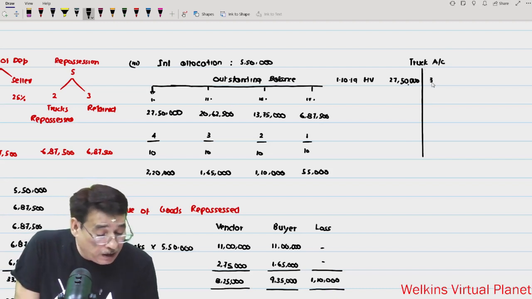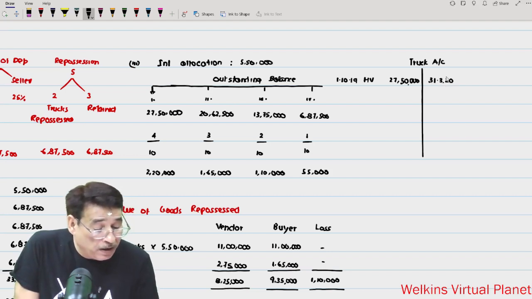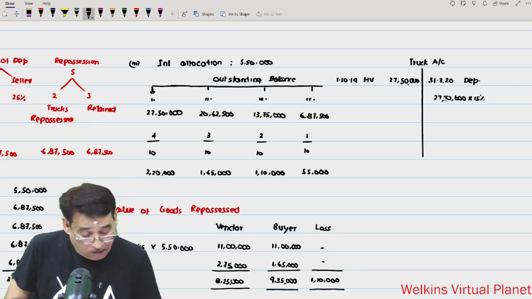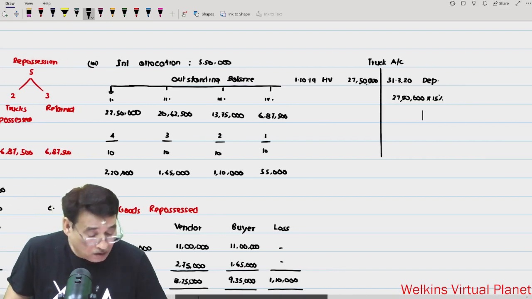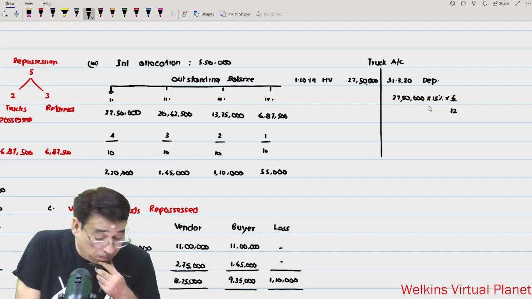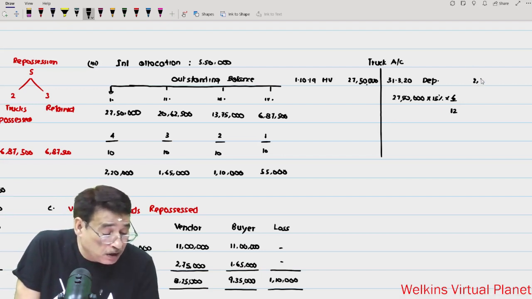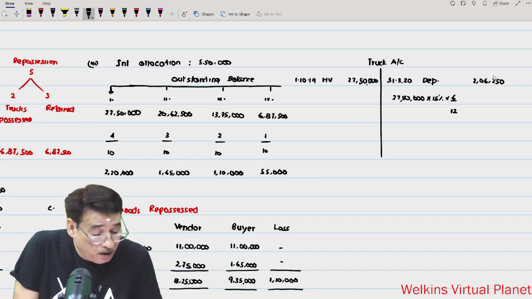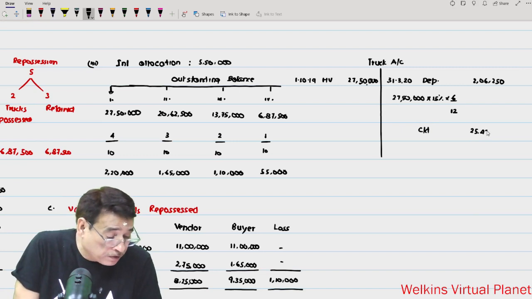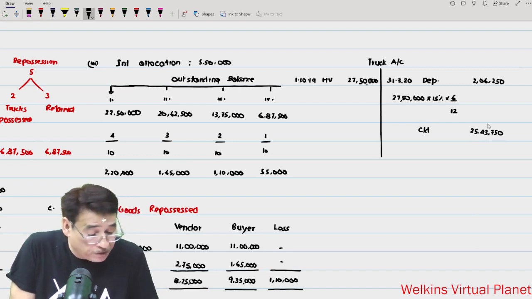Then we will reach the end of the accounting year. After 6 months, our accounting year will end on 31st of 3, 2020, correct? You will provide the depreciation, that is 27,50,000 into 15% into 6/12. So what will be your depreciation amount? The depreciation amount will be equal to 2,06,250. At the end of the first year, the balance will be equal to 25,43,750. This is your balance.